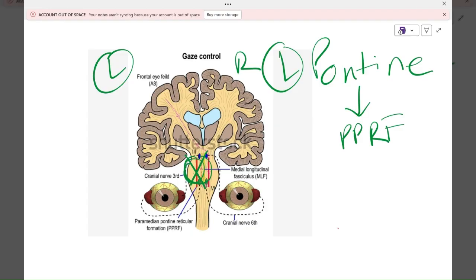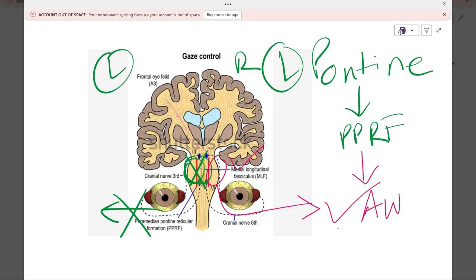So this is responsible for gaze deviation towards the left side. Now I cannot look to the left side, but the right side is perfectly working, so I'll be able to look to the right side. That is why the gaze is deviated towards the right side. So this is away from the side of the lesion.